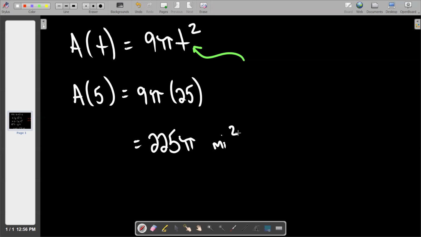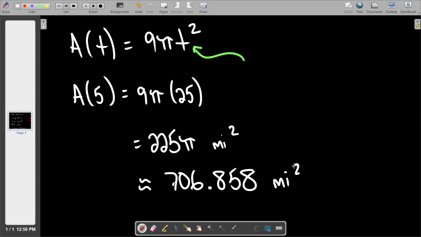So 225 times pi, I am getting approximately, note that we changed the equal sign, 706 point, I don't know, what is it? Nothing about rounding? Let's go with thousandths, nice and consistent. So 706.858. And again, make sure you always label appropriately. Square miles.